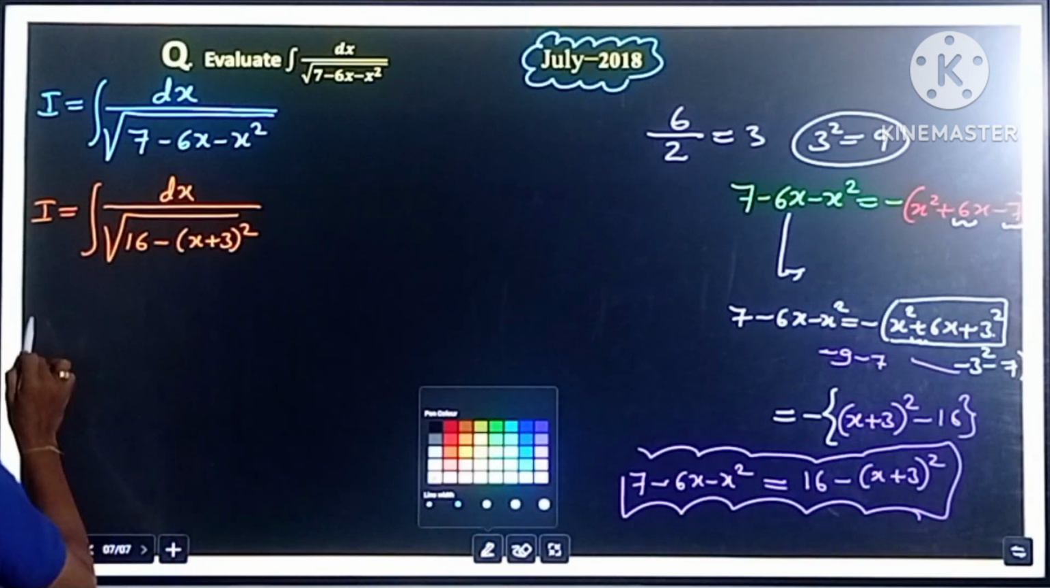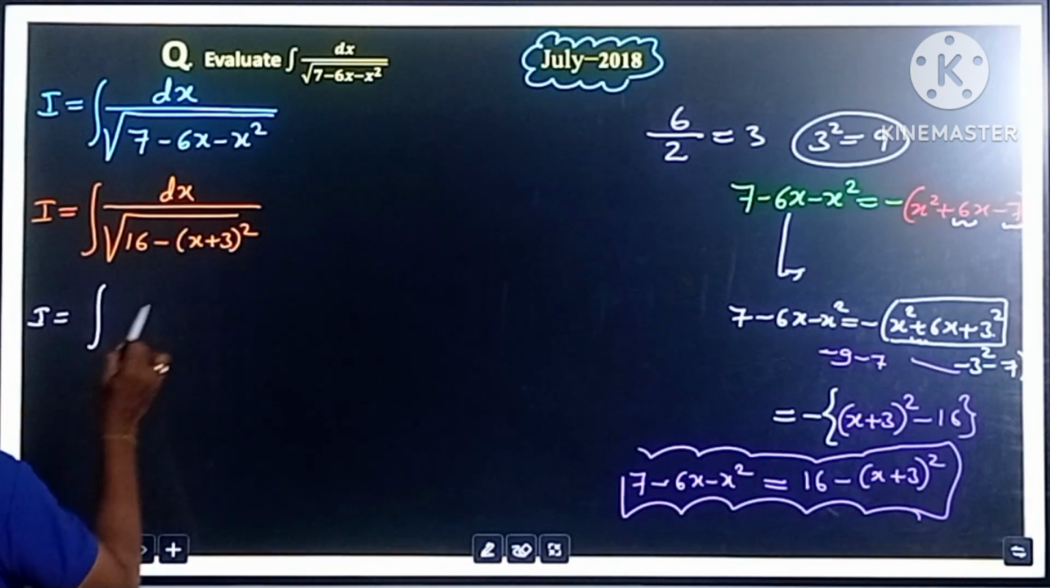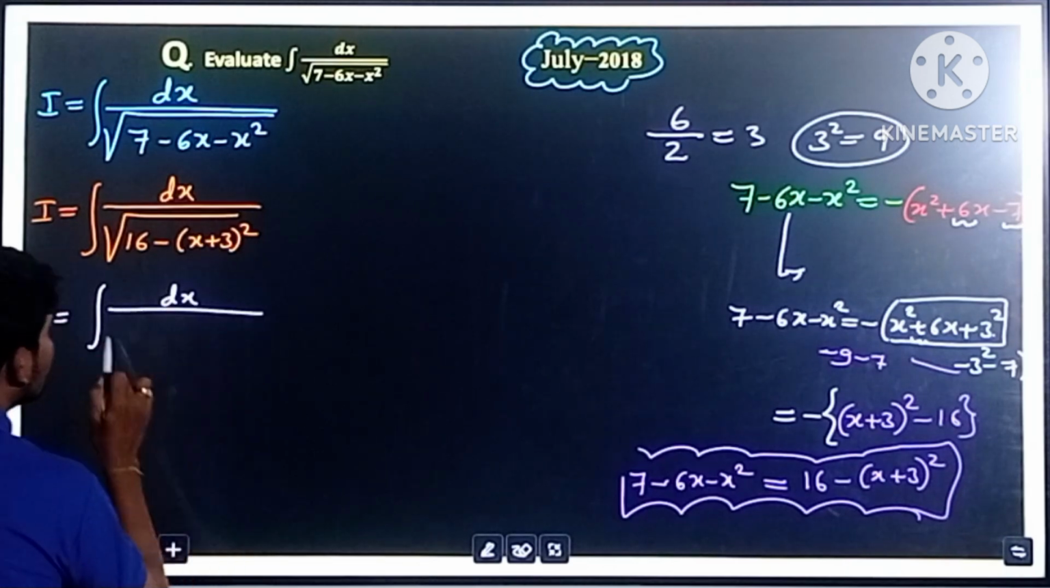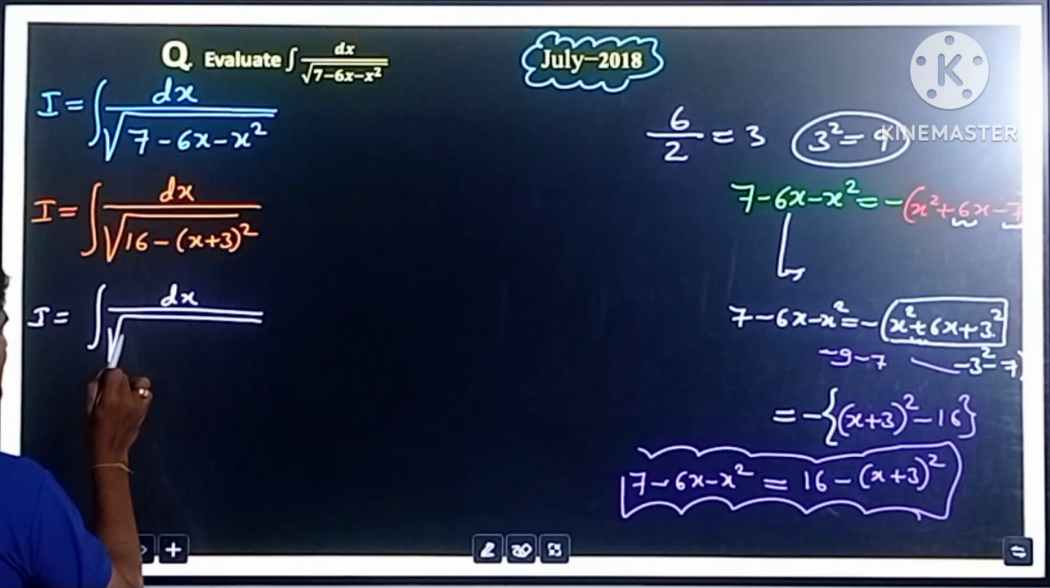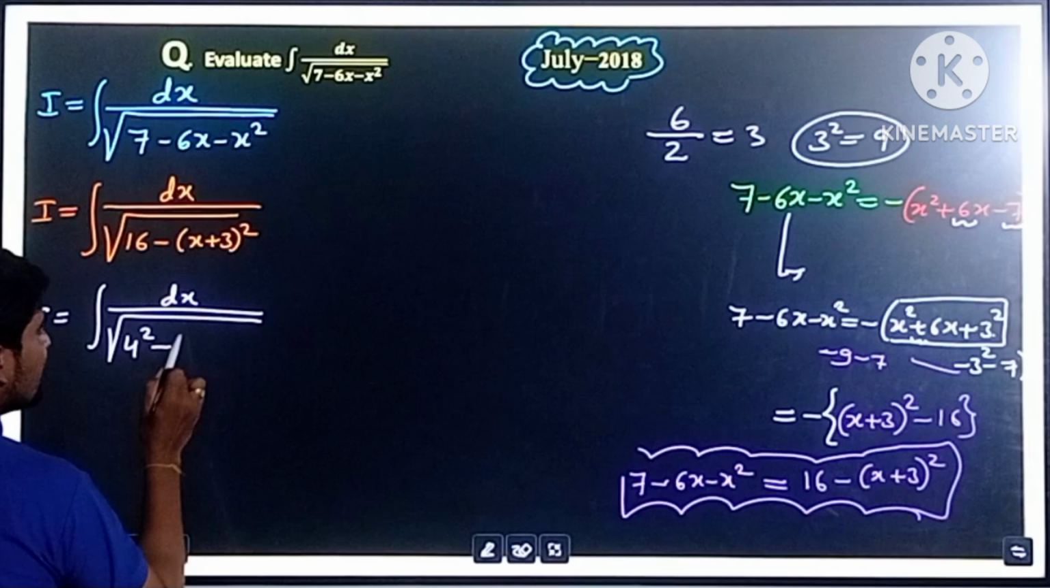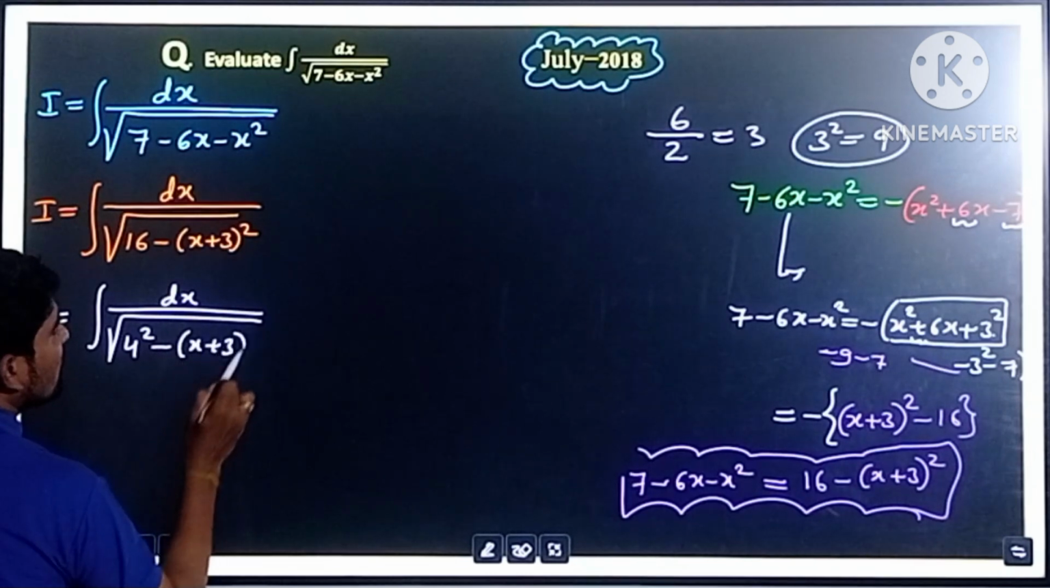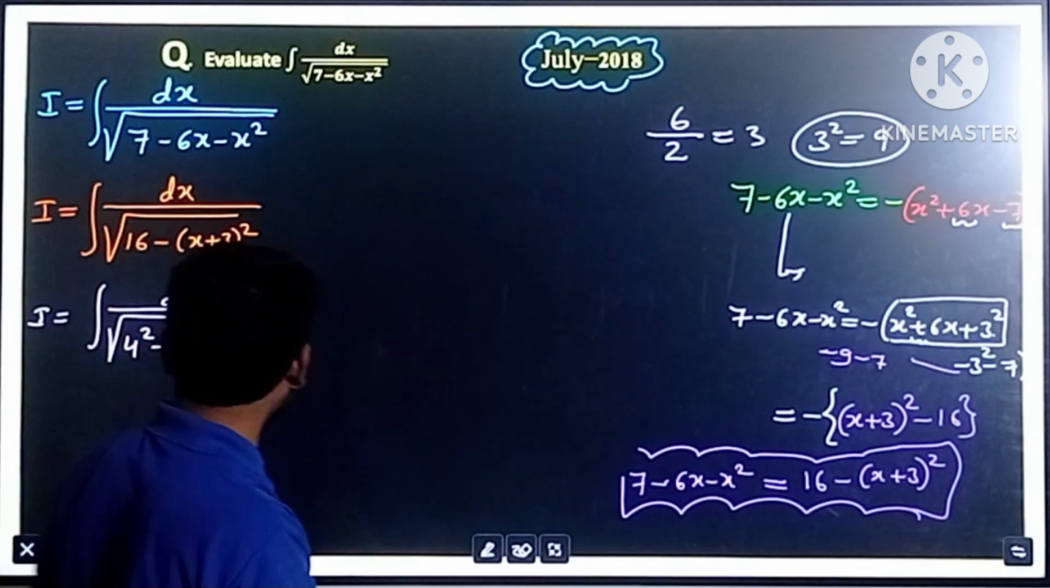So in the next step, I can be expressed as integration of dx divided by square root of 16, which can be written as 4 square, minus x plus 3 whole square. And observe this integration problem.